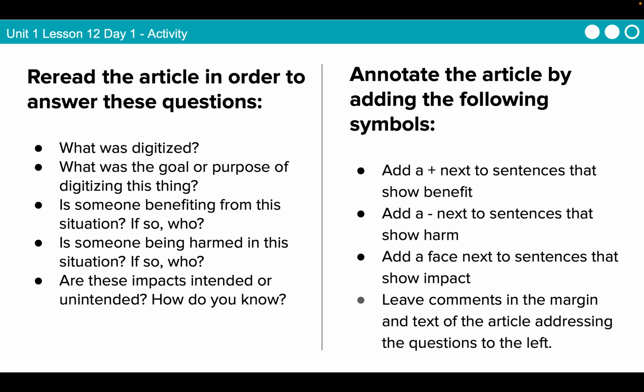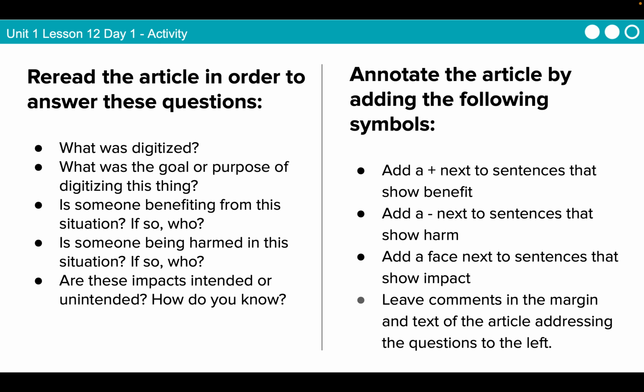And then one more time, read the article. And this time, we're looking for the answers to these questions. So have these questions in mind before you read it again. The first question is, what was digitized in this article? Then, what was the goal or purpose of digitizing this thing? The people who did it, why'd they do it?